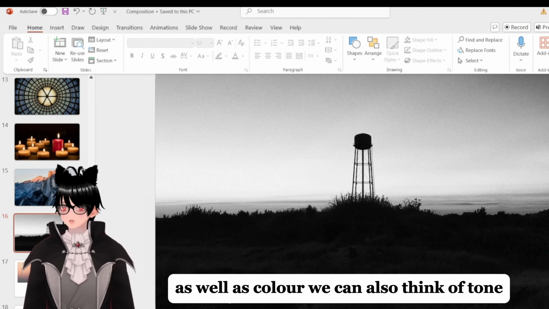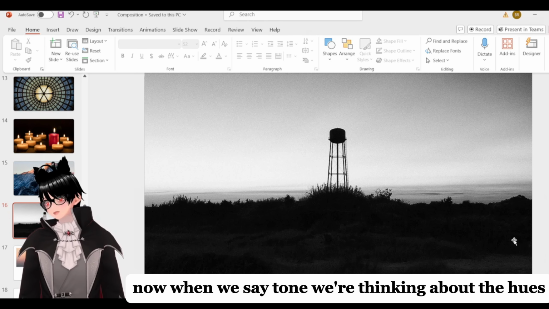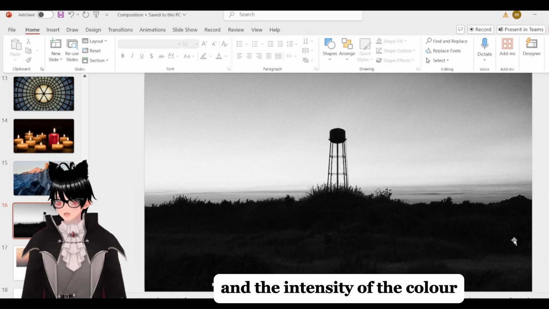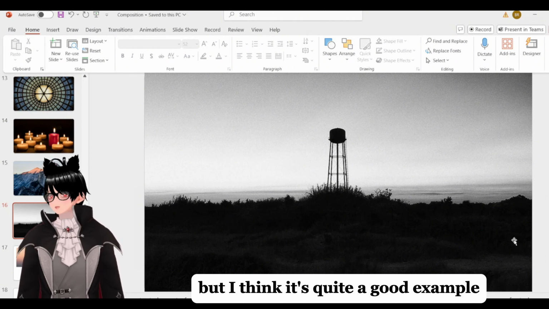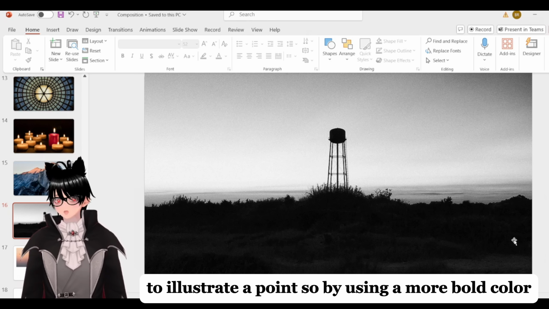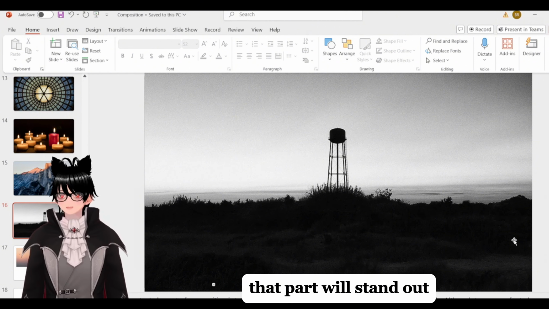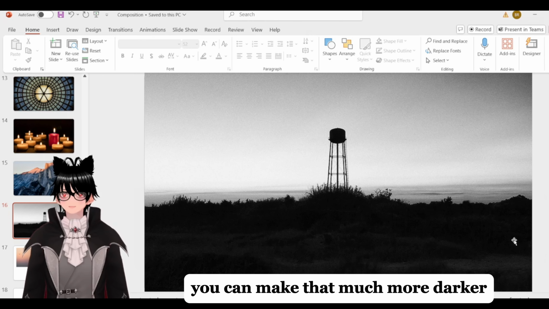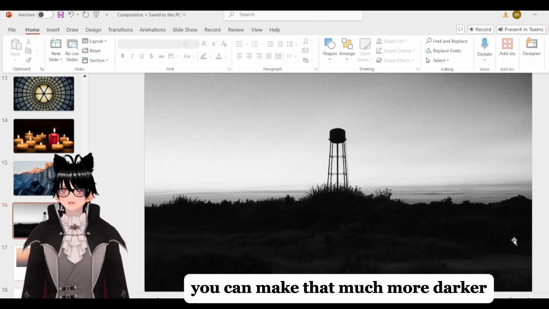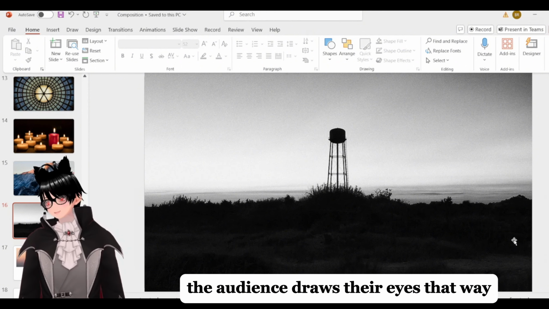As well as color, we can also think of tone. When we say tone, we're thinking about the hues and the intensity of the color. It doesn't have to be black and white like this, but I think it's quite a good example to illustrate a point. By using a bolder color, that part will stand out. So if you're taking a picture of a certain thing, you can make that much darker, so automatically the audience draws their eyes that way.